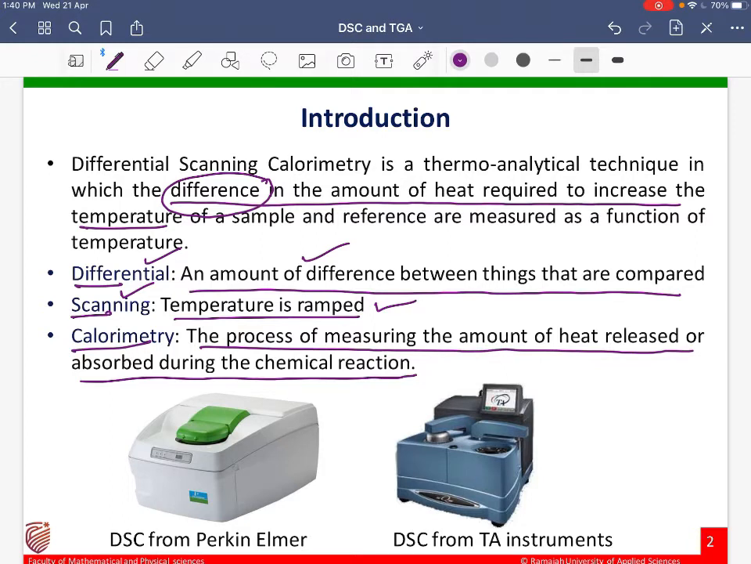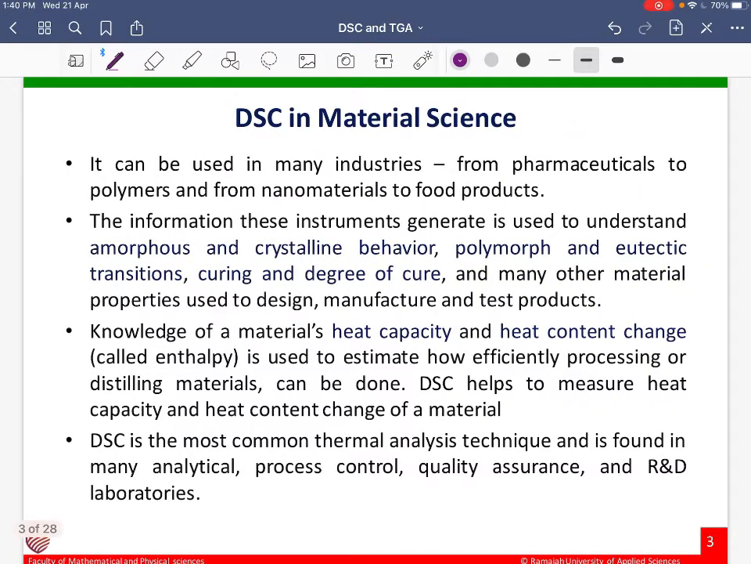Calorimetry means we are measuring the amount of heat released or absorbed. So calorimetry means measurement of heat produced or absorbed. Here are two images of differential scanning calorimetry instruments from two different companies, Perkin-Elmer and TA Instruments.